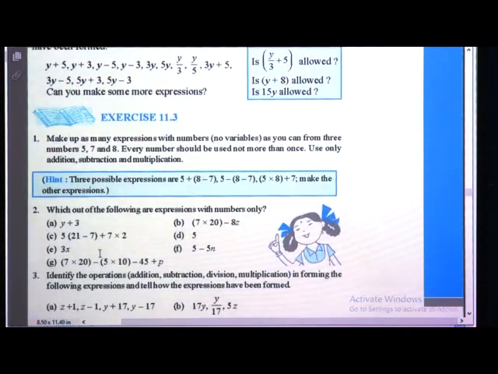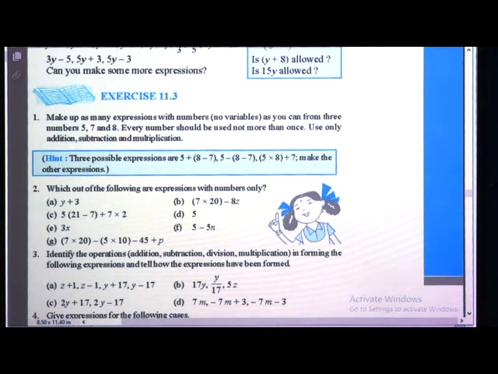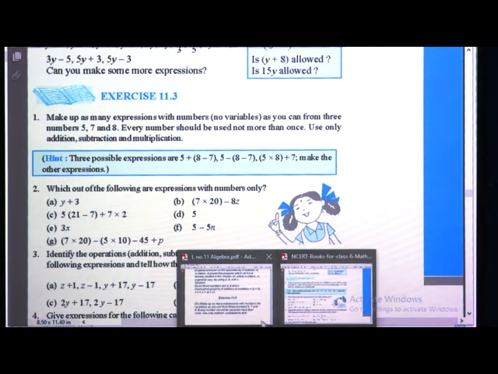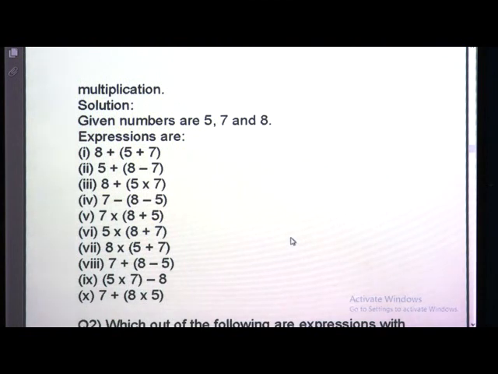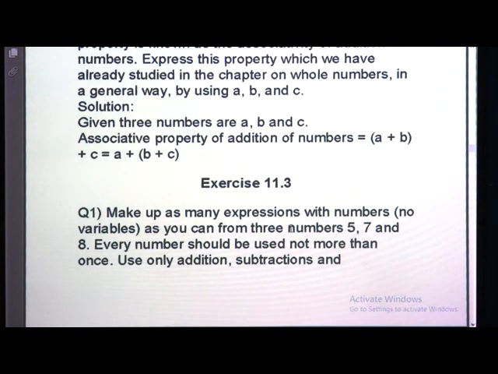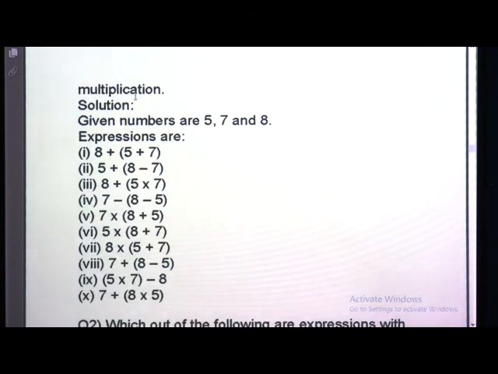Now let us see exercise 11.3 examples. Make up as many expressions with numbers as you can from 3 numbers 5, 7 and 8. Every number should be used not more than once. Okay. So, we have the 3 numbers 5, 7 and 8. Every number should be used once, and we can perform the operations like addition, subtraction and multiplication.